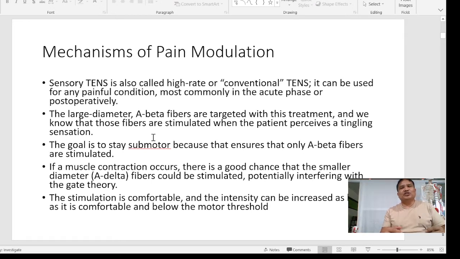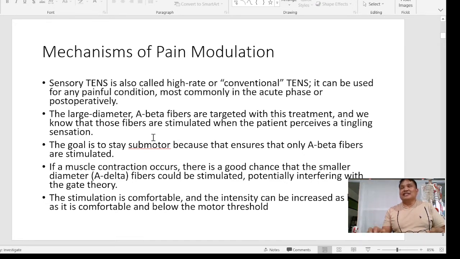Now, mechanism of pain modulation. What are the mechanics? Usually we call this sensory TENS, no? There are several types of pain modulation. It starts with sensory, rhythmic, and noxious. Okay? So they are three mechanisms. So let's start with sensory TENS.